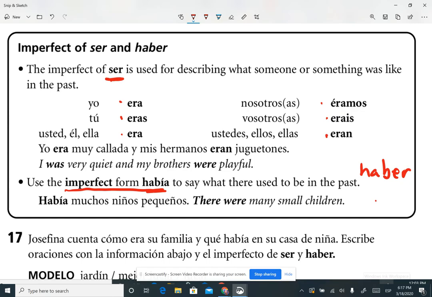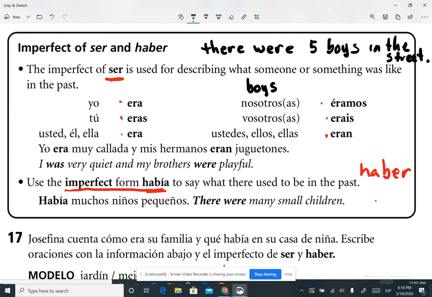So the confusion, or the frustration I think that some students had when we were going over this the first time last year, is this. Let me give you an example. If I was to say, there were 5 boys in the street, and then if I was to say, the boys were tall, right? The boys were tall.